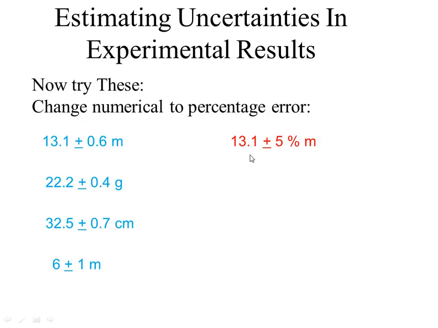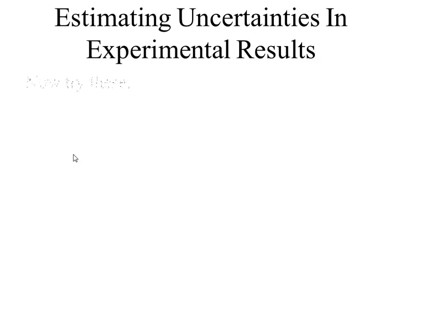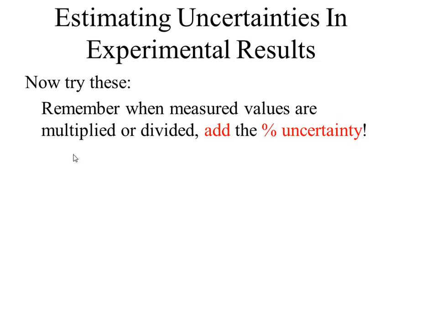So what we should have got is 13.1 plus or minus 5%. That's because 0.6 is 5% of 13.1. Make sense? So it's just converting into percents. Why we do that is because it's the same unit. We're talking about percents, and you'll see why in a sec. So moving forward, when we're multiplying and dividing, we want to add our percent uncertainty. So that's our other move on.